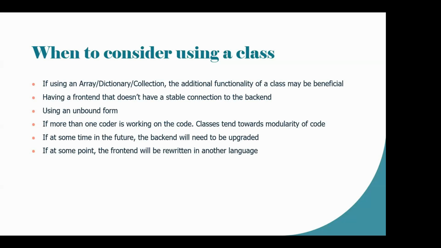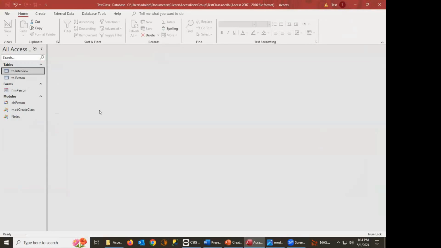If at some time in the future you're thinking the back end will need to be upgraded, say like you're going from Access to SQL Server, using classes now will make that migration much easier. And if at some point the front end will be written into another language, classes work very well and are highly portable. You still have to recode part of it, but it's a lot easier to recode a class than it is a function. Okay, let's go right into the example.